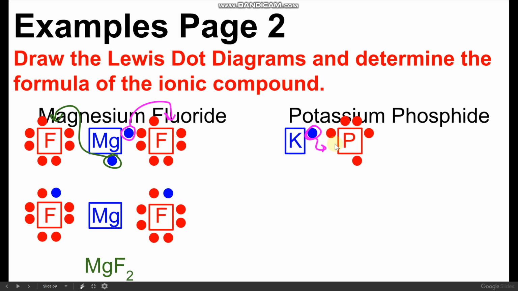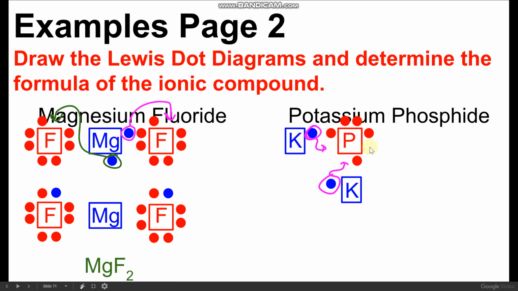But this phosphorus, right now, it would only have 1, 2, 3, 4, 5 plus the 1 potassium electron would be 6 electrons. It wants to get up to 8 so that it has a full valence shell. So it's going to need an electron here and an electron here. So we're going to add another potassium. Right? And this potassium is going to donate its electron right here.